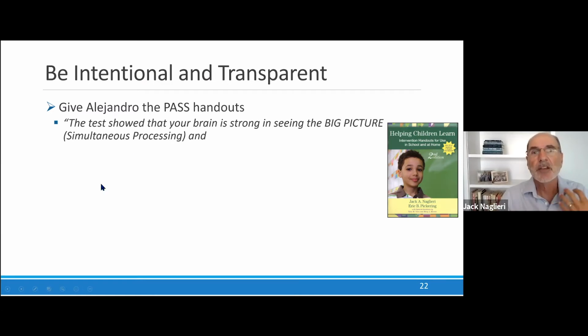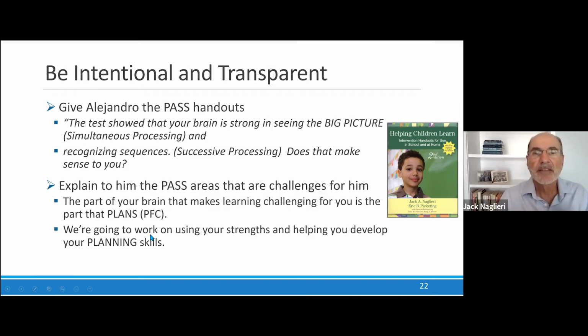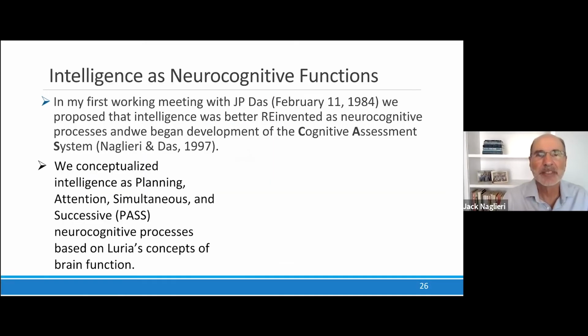So we say, you know, the test showed your brain is strong in seeing the big picture. That's great. And recognizing sequences, well, okay, that's a little bit rough for you, but we'll work on that. We're going to teach you about chunking and putting things in groups, you know? And this is really what we're going to do as we go through today. We can do better. That's the goal. We can do better. Okay, let's take a few more steps.